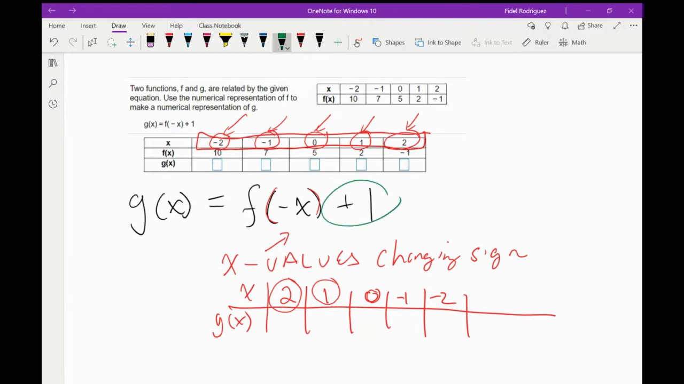Because we have this +1, we're going to take each of these y values right here and add 1 to them, right? So you agree this one's going to be 11? 11, 8, 6, 3, 0. There you go. Perfect.